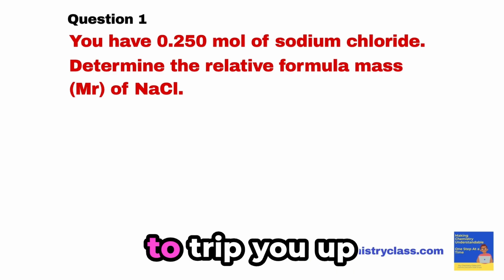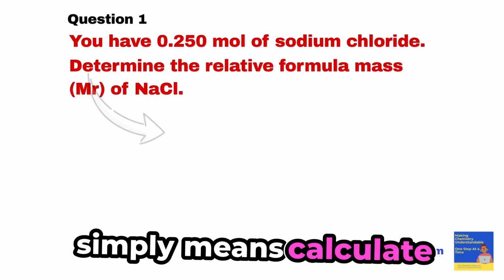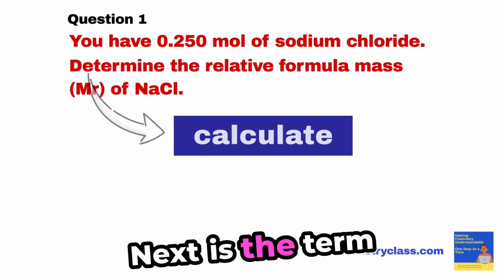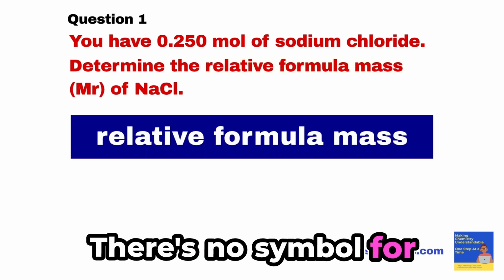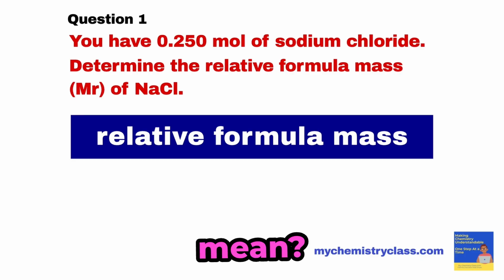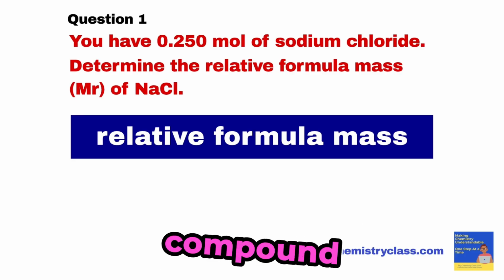There are two items to trip you up here. First, the word determine simply means calculate. Next is the term relative formula mass. There's no symbol for it, so what does it mean? Let me explain. It's all to do with the type of compound.